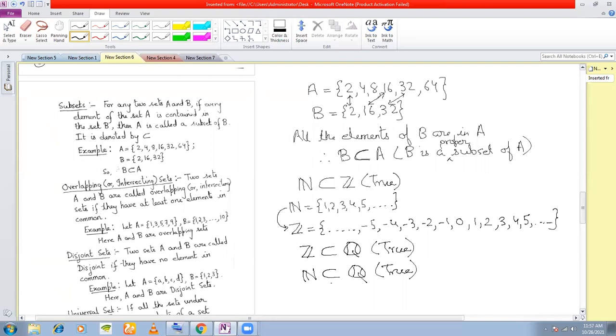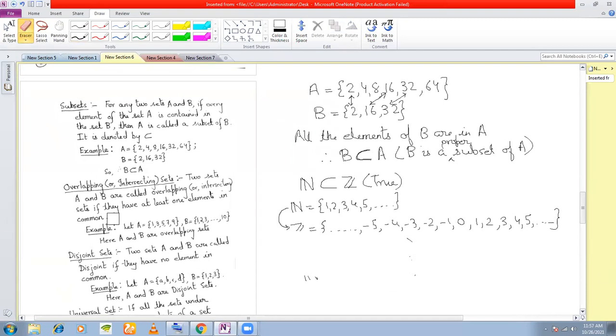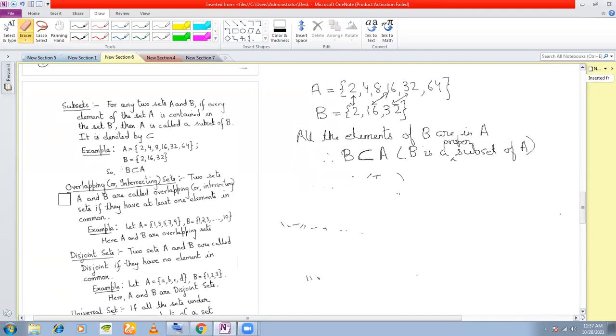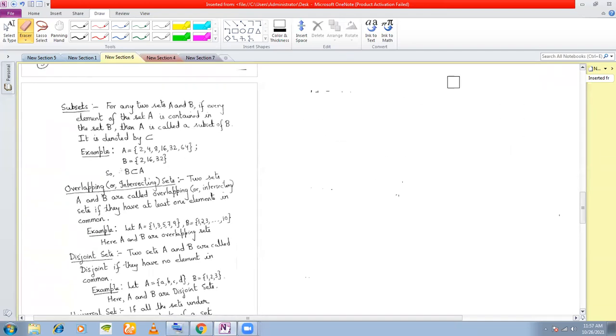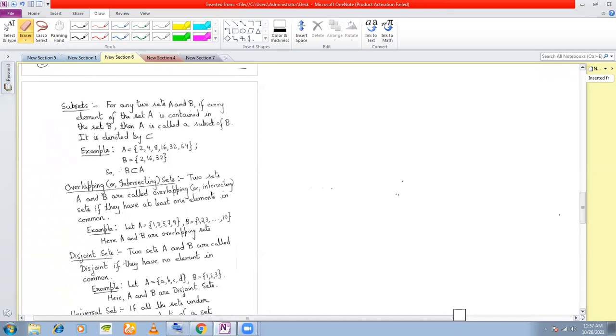Okay, so remember all this. Next, we come to subsets, which is very important. Remember the definition of subsets. Next, we come to the next definition, which is that of overlapping sets or intersecting sets. Now, what do you mean by overlapping or intersecting sets? Overlapping sets means if you have two sets which have at least one element in common.